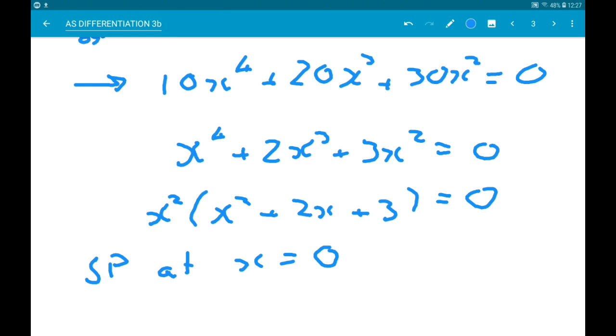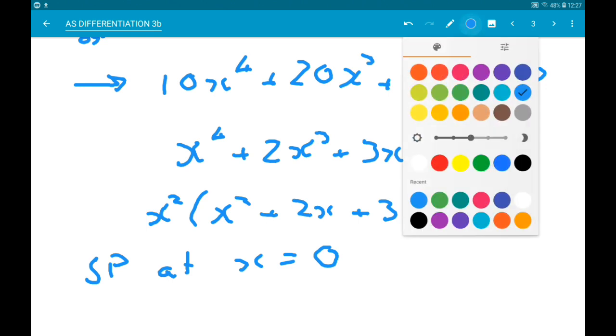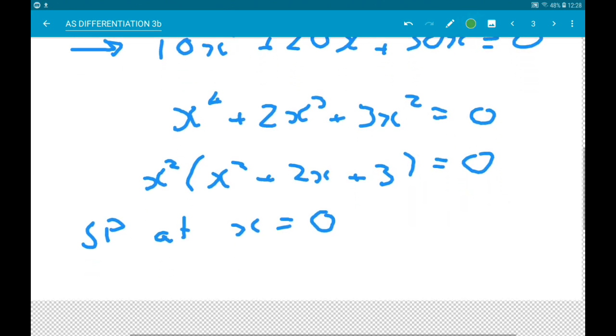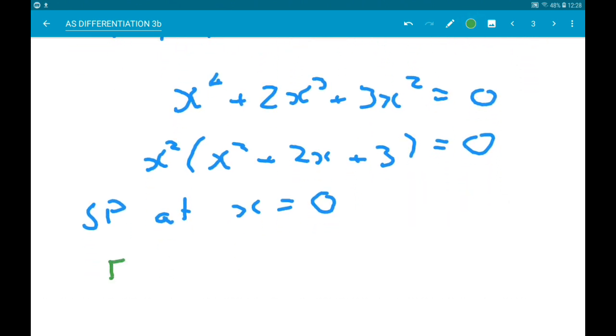Now to prove there are no more stationary points, we now need to think about the roots of the quadratic. So, 4x squared add 2x add 3 equals 0. We're going to think about the discriminant.